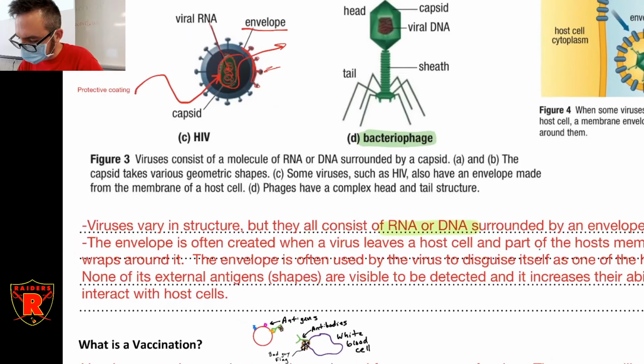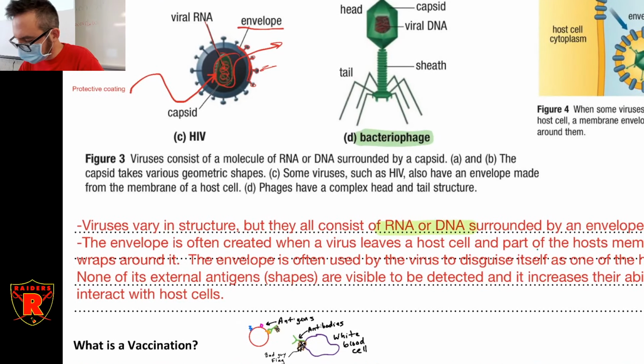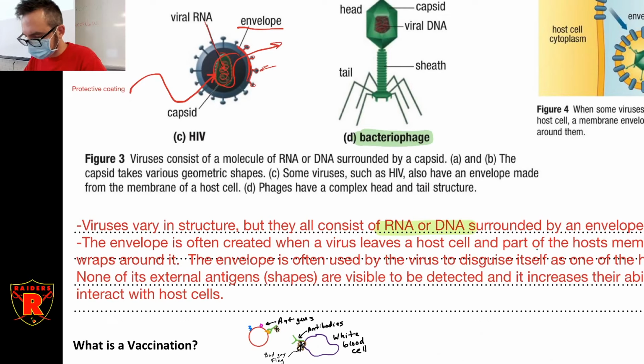I think this just says exactly what I just said here. Yeah, they all have RNA or DNA with an envelope. The host wraps its own membrane around it. And the membrane is used as a disguise.